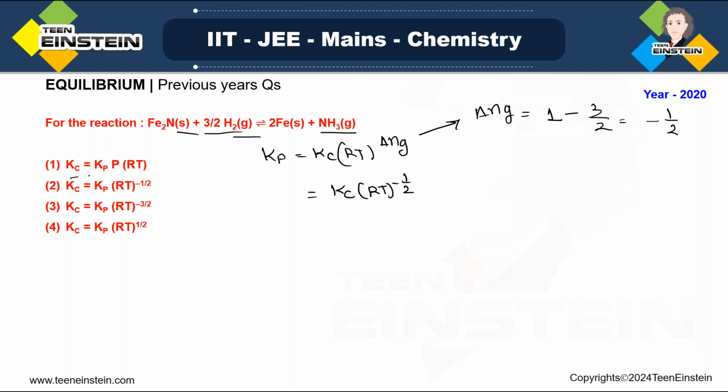but look at the options. Kc is on one side. Now if I bring Kc to one side, it will be Kp (RT) to the power half. That is positive half, not negative, because here it is negative. So when you change it to the other side, it will be positive. And this is the correct expression.